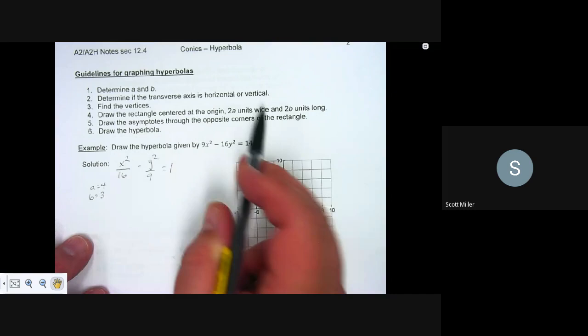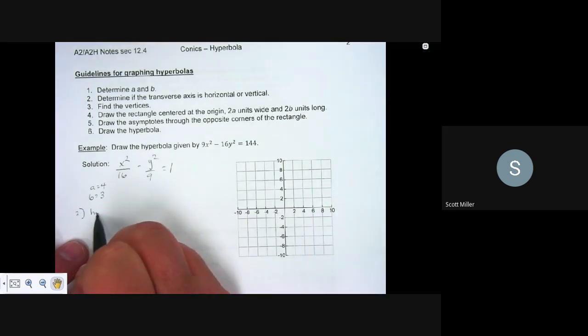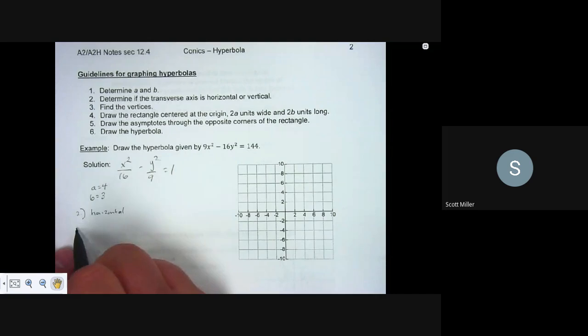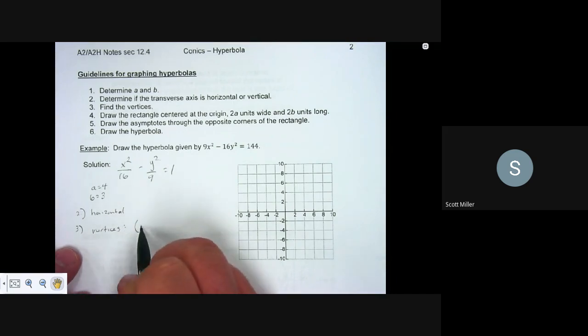Is it horizontal or vertical? For part 2, I know that we are now horizontal because this x squared is the positive one. Where are my vertices going to be? The vertices are where A is, and so that means our vertices are going to be at the points plus or minus 4, 0.